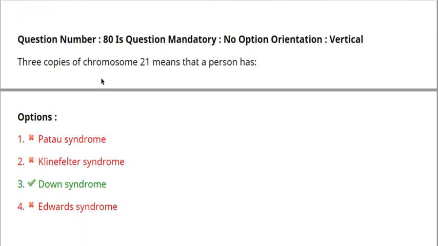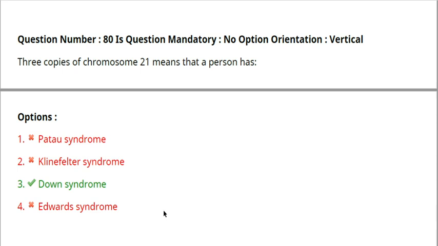Three copies of chromosome 21 means that a person is having, okay, they are asking about three copies of chromosome 21. If chromosome 21 is present in extra, that is three copies, it leads to Down syndrome. So the disease name is Down syndrome. So Patau syndrome means there is an extra copy of chromosome 13, that is trisomy 13. Okay, Edwards syndrome means what? It is an extra copy of chromosome 18. Edwards syndrome is also called trisomy 18.